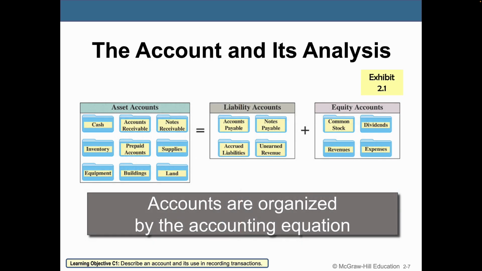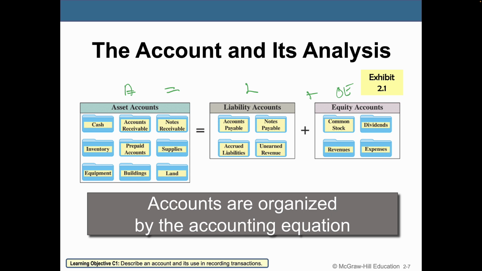So here we have the accounts and the types of accounts. So we start with assets, and we have cash, accounts receivable, notes receivable, inventory, prepaid accounts, supplies, equipment, building, and land. Then we have liabilities, such as accounts payable, notes payable, unearned revenue, and accrued expenses. Then we have our owner's equity accounts, common stock, dividends, revenues, and expenses.